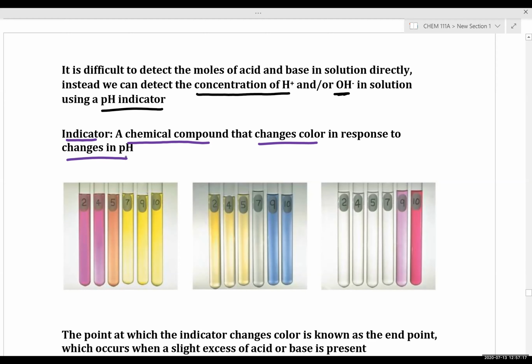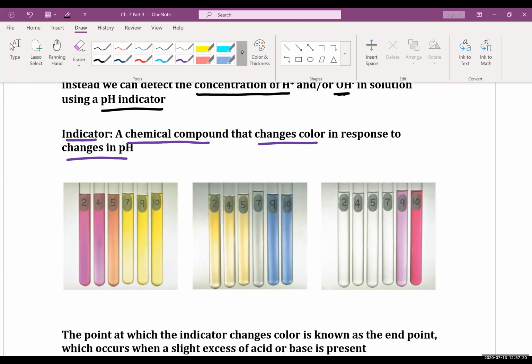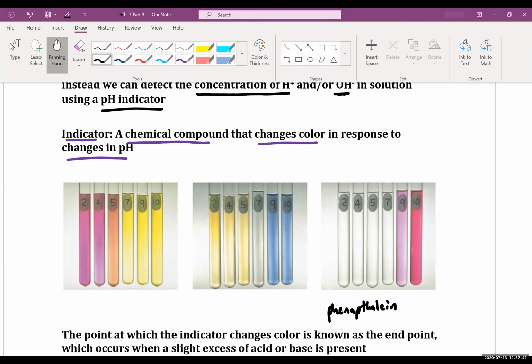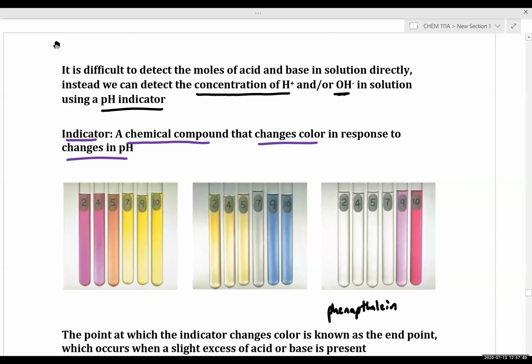So for example, we have a few common indicators that we use on a day-to-day basis. Probably the most common is the one on the right, which is phenolphthalein. As you see, when the pH is 9 or greater, phenolphthalein changes to this bright pink color. So indicators correlate the pH to a color change. Okay, so that's how we can actually see changes in pH, and that allows us to assess the amount of acid or base in solution.